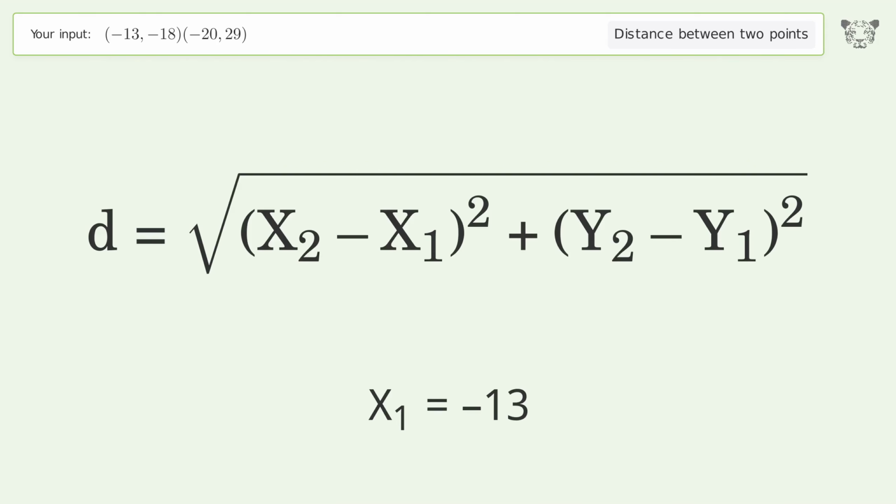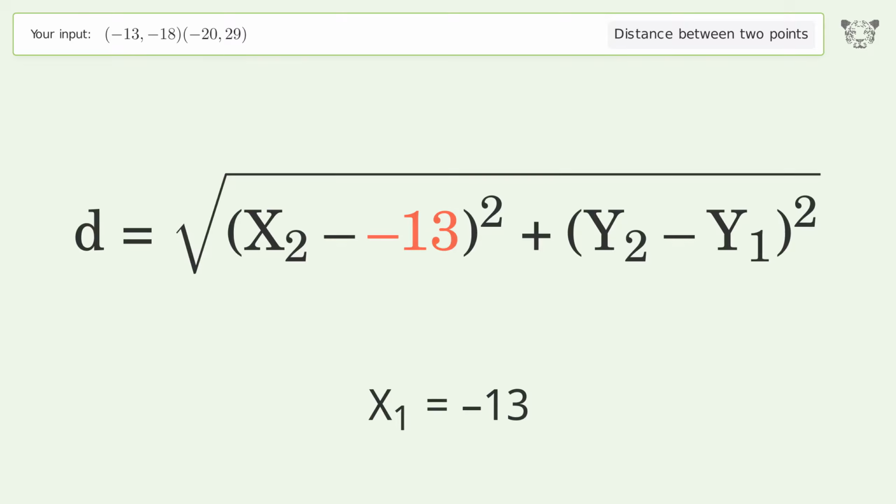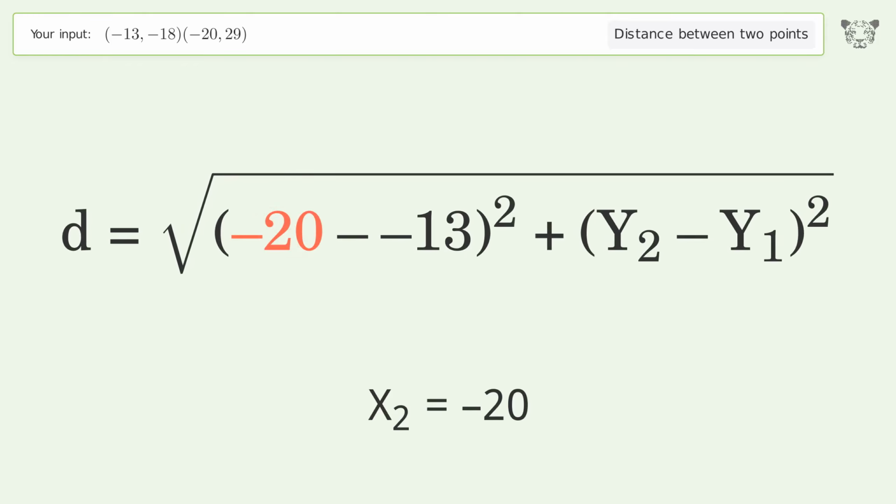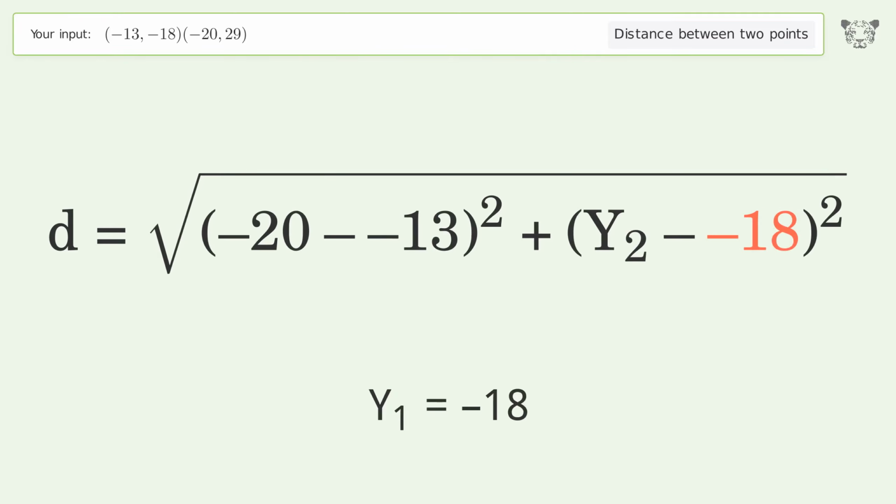x1 equals -13. x2 equals -20. y1 equals -18. y2 equals 29.